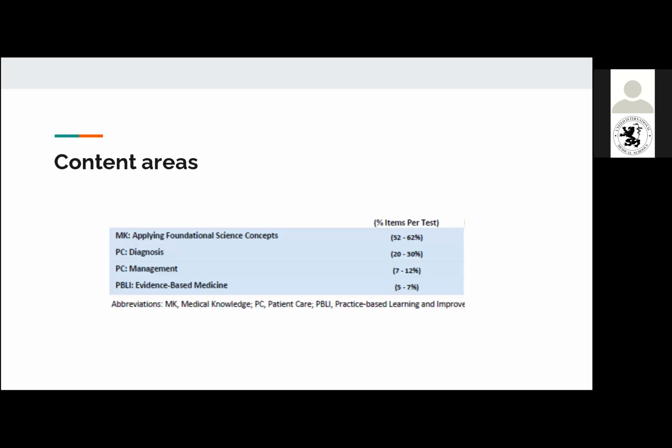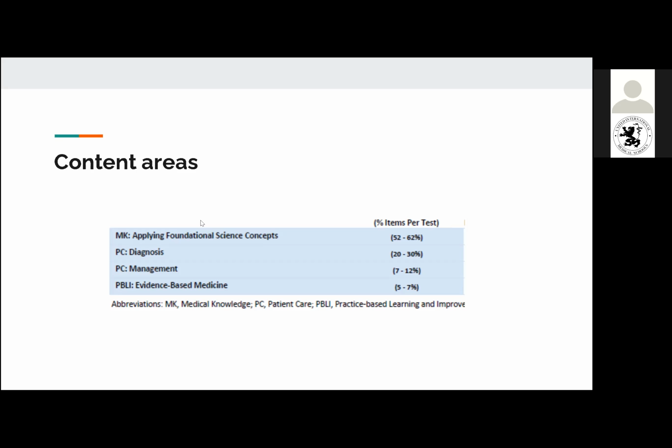So I want to talk about the content areas. What are you examined on exactly on USMLE Step 1? There are several ways we can divide the contents of Step 1. First of all, we can divide it according to the style of the question, or what the question is examining you on. So most of the USMLE Step 1 examines you on your ability to apply foundational science concepts, as I said in the beginning.